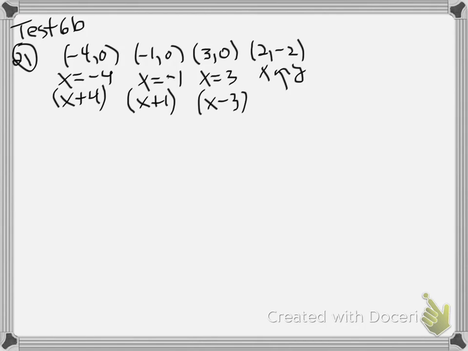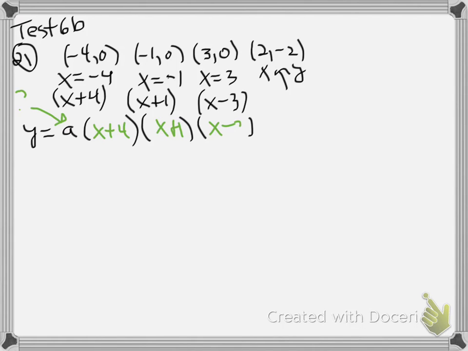So we know we have y equals a times, we don't know the leading coefficient here. We don't know that number. That's what we're going to have to find out. y equals x plus 4, let's change it to black, and then x plus 1, and then x minus 3.